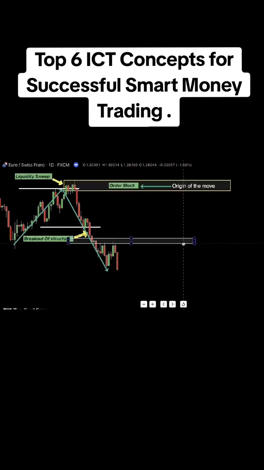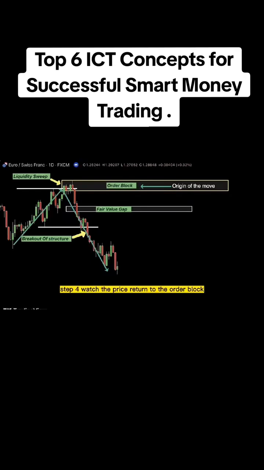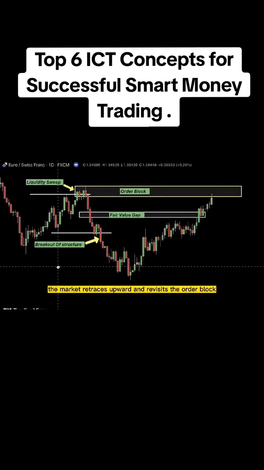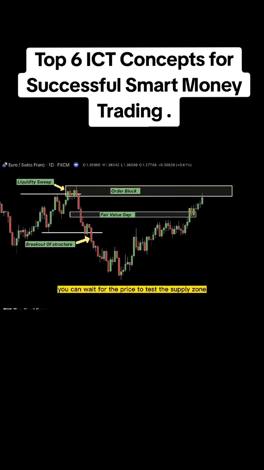Step 3. Check for price imbalance. A fair value gap or price inefficiency forms as the price drops quickly, signaling that the market may return to this zone before continuing lower. Step 4. Watch the price return to the order block. After the initial downward move, the market retraces upward and revisits the order block. Here, you can wait for the price to test the supply zone created by smart money shorts.